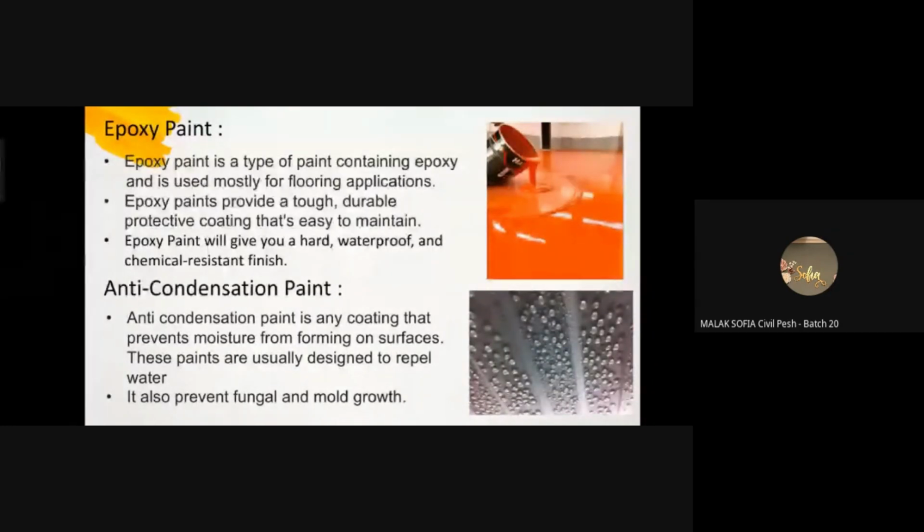The condensation paint is a water-based paint, and it protects the surface from moisture formation on the surface, and it repels water. It also prevents fungal and mold growth, and it has another property, which is that it gives thermal insulation to the surface.